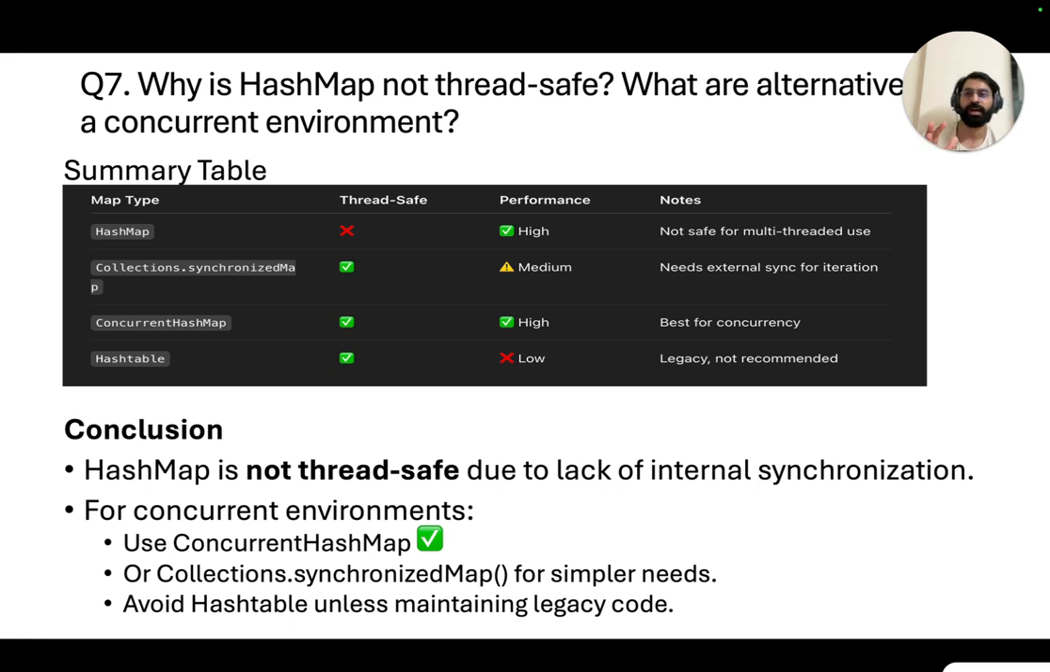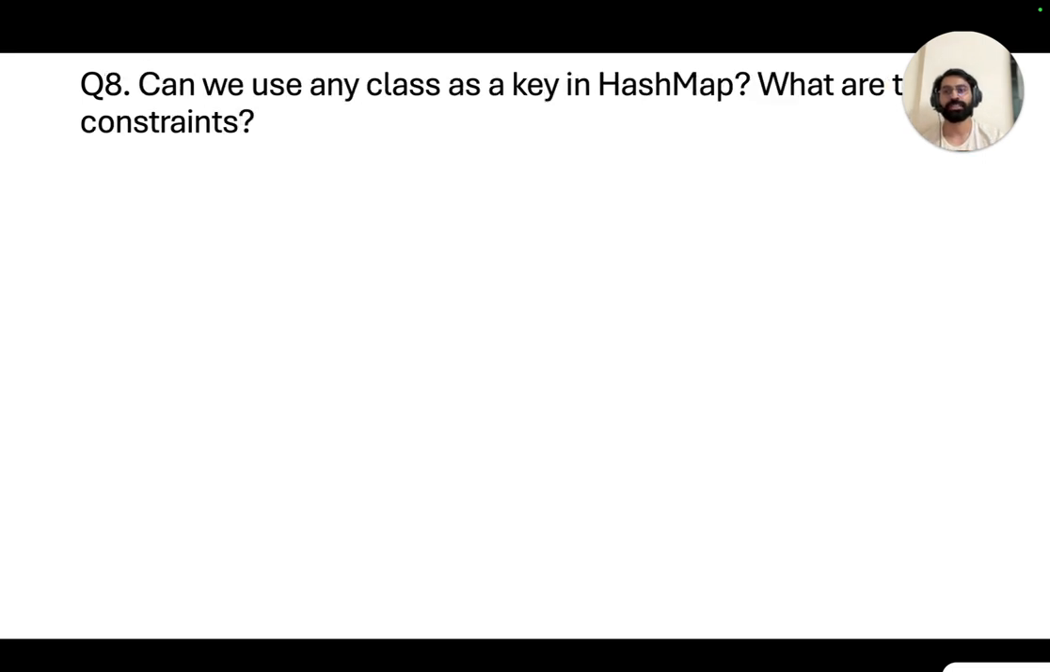I hope you got the idea, and you can get this concept in a very in-depth manner. Now let's move to the next question. Can we use any class as a key in HashMap? Because we know that HashMap has a key and a value. So can we use any class as a key? And what are the constraints?